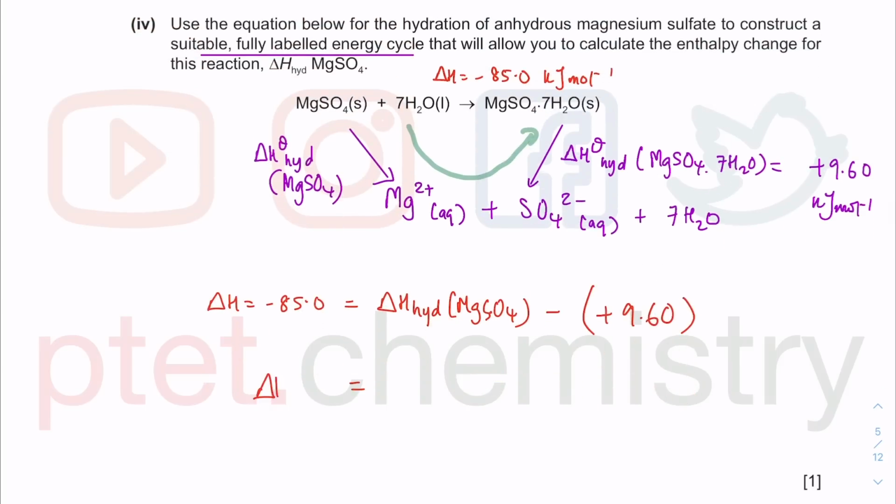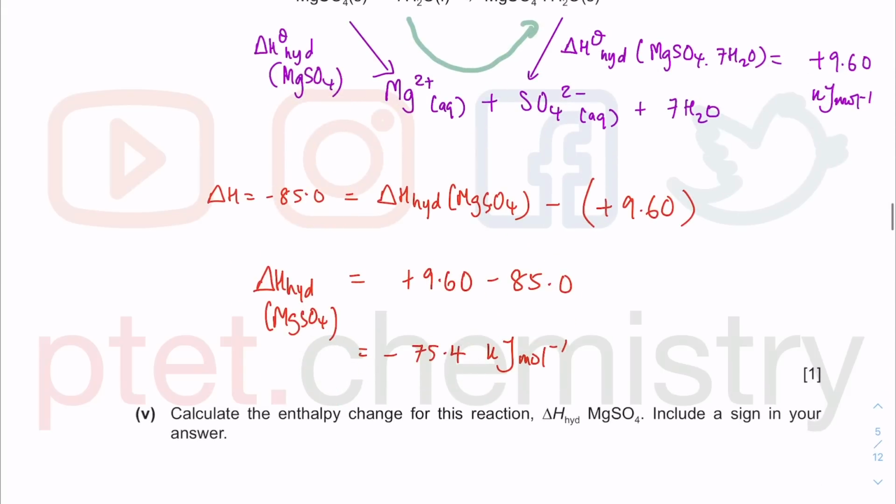So if I want my hydration of the MgSO4, I keep this one here. I move this thing in bracket, minus then plus becomes minus. Minus 9.60 moves to the other side and becomes plus 9.60 minus 85.0, and your calculator should now show you minus 75.4 kilojoule per mole. Sign, value, and unit there.